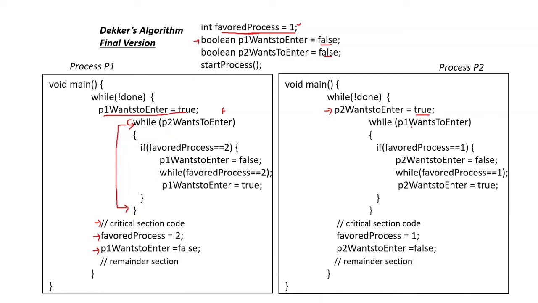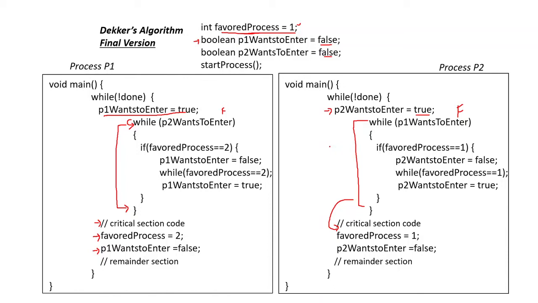Now it will check if P1 wants to enter. This is false according to the initialization of the system. So it will skip the entire while loop and directly jump to the section where it will enter into the critical section, execute, and then come out of the critical section. So what we have seen is, even if we have a turn variable, the turn variable does not introduce that lockstep synchronization that we had seen in version number 1.